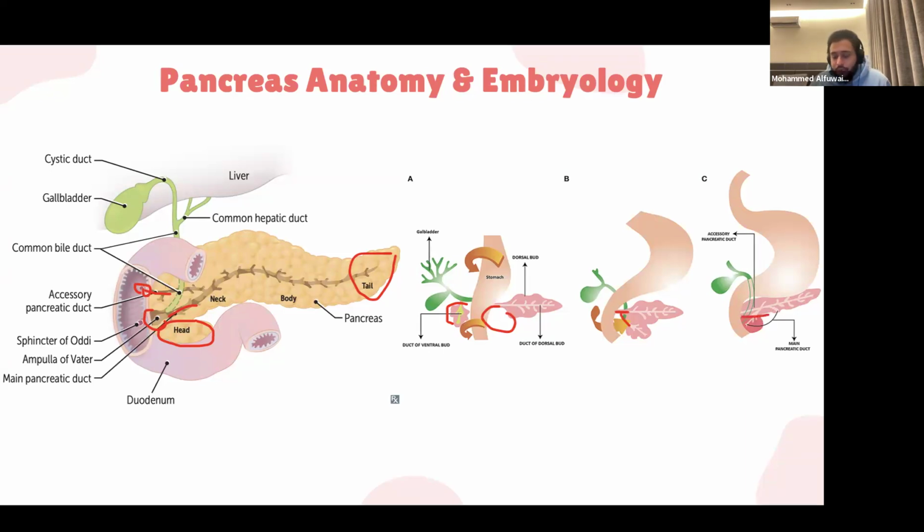Failure of fusion of these two ducts will cause what? Pancreatic divisum, which is a risk factor of what disease? Pancreatitis. Good. That's all you need to remember about pancreatic divisum and pancreatitis because of it, okay? The second is the ventral bud. It can rotate and form a ring around the duodenum. What is this called? Annular pancreas, which can cause what? Obstruction. Good. That's about it for the embryology.